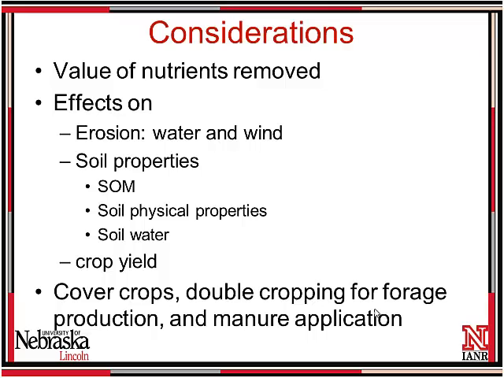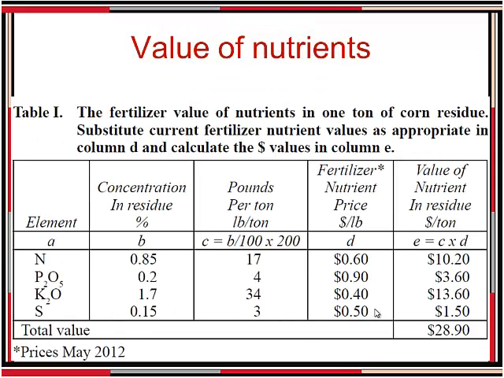How do you determine that? And then some on the effects on erosion, soil properties, crop yield, and a little bit on cover crops, double cropping for forage production, and manure application relative to this. And then it's one other topic I'll address briefly.